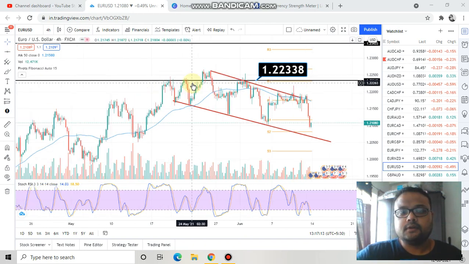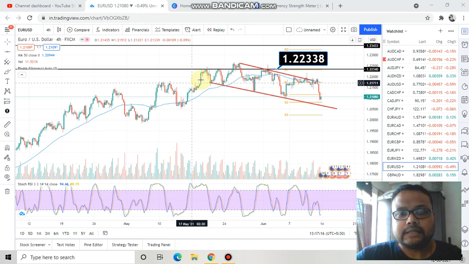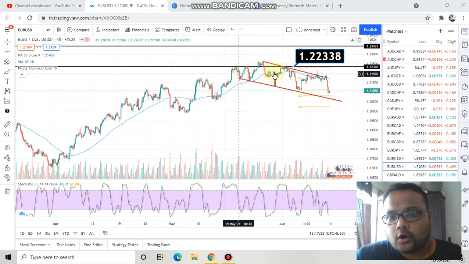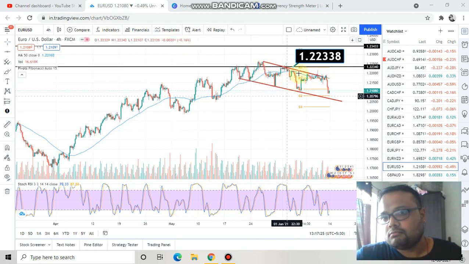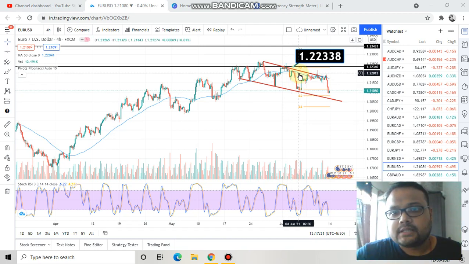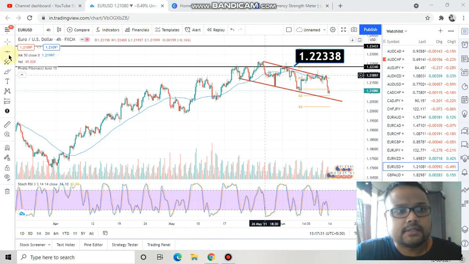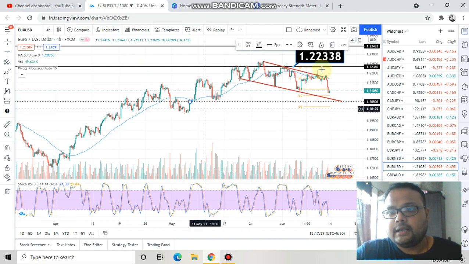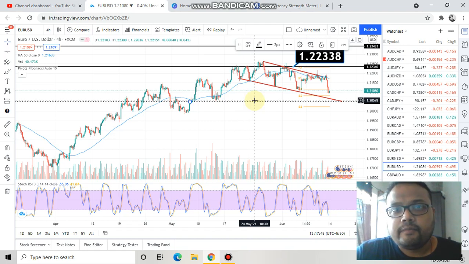If I zoom out the chart, we can see that overall the trend of the market is still towards the upside. No doubt the market has formed a downward channel and is trading in between that downward channel, but the overall trend is still upward, because until and unless the market crosses this particular level, we cannot confirm that the trend of the market has changed.